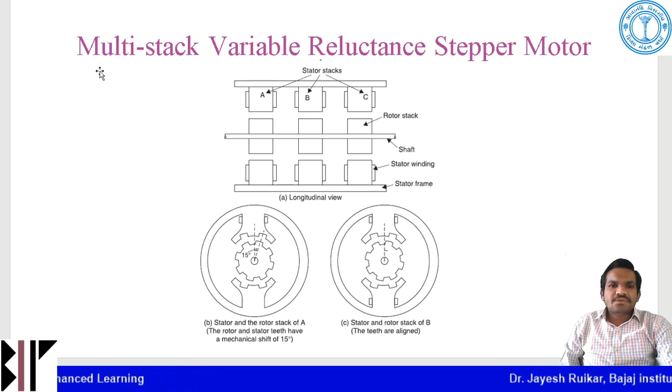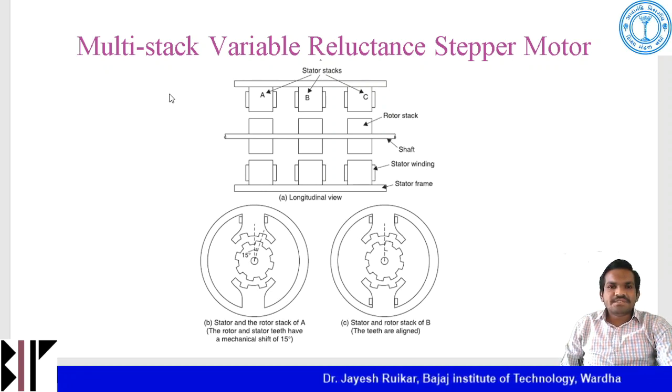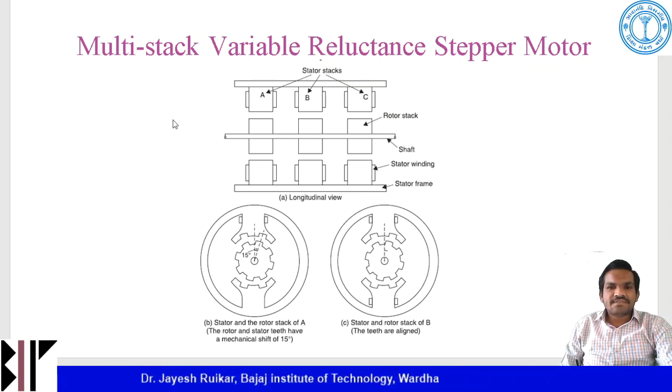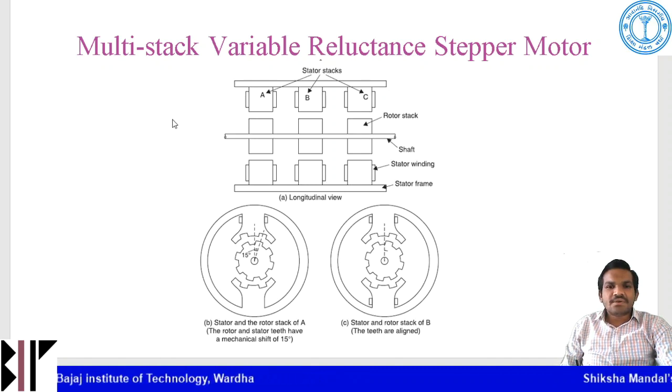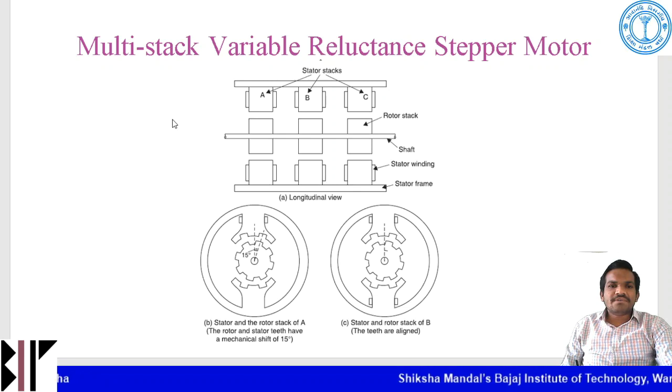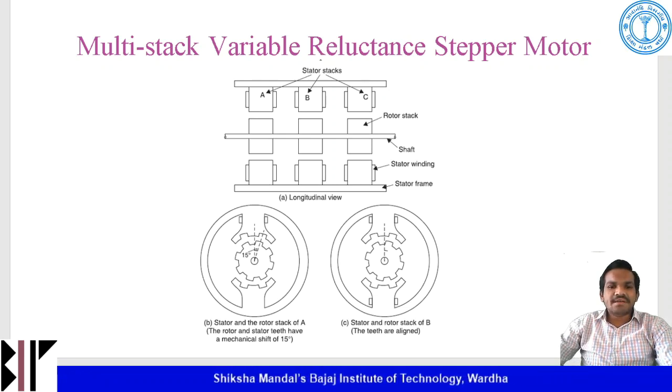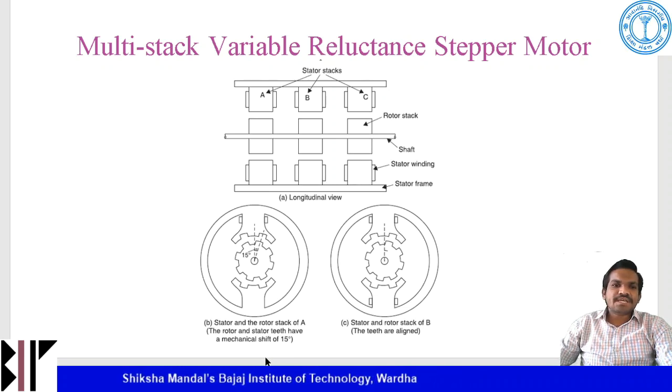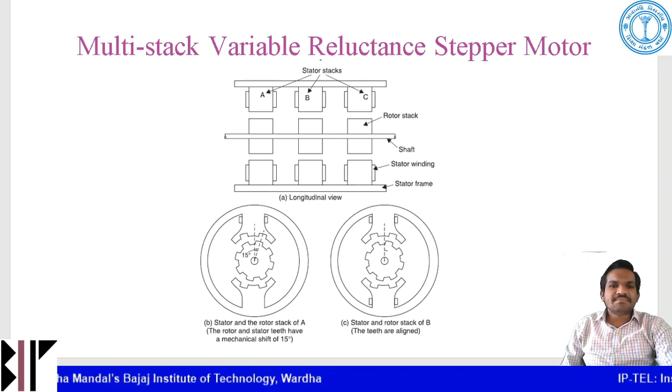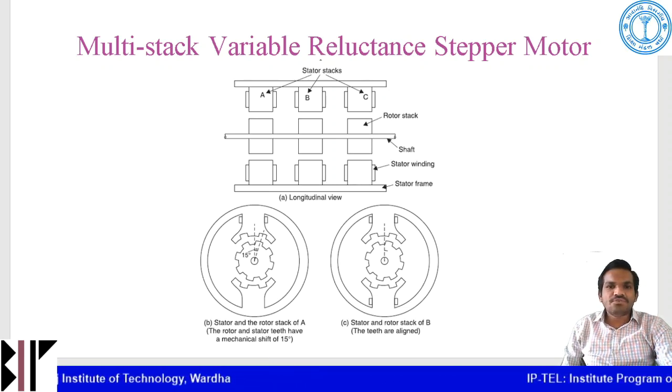Hello everyone. Today we will see a multi-stack variable reluctance stepper motor, which is another type of variable reluctance stepper motor which has multiple stacks for the rotor as well as the stator. When we compare this multi-stack VR stepper motor with the single stack VR stepper motor, we can see that the multi-stack VR stepper motor has a higher torque to volume ratio.